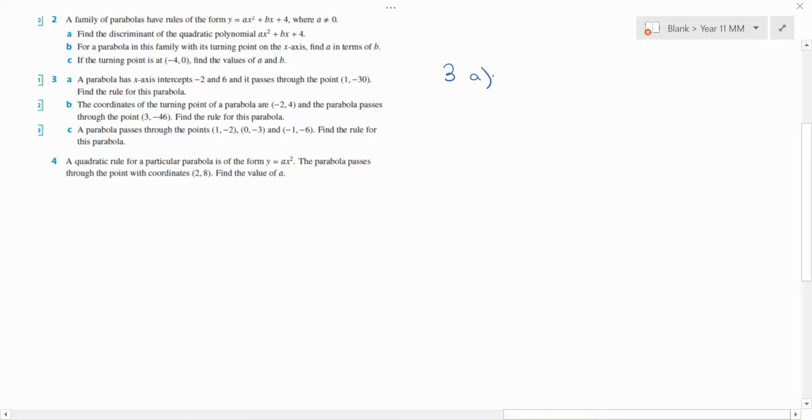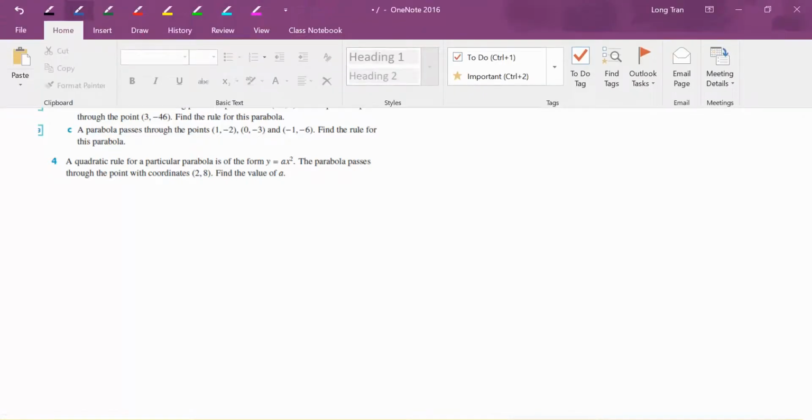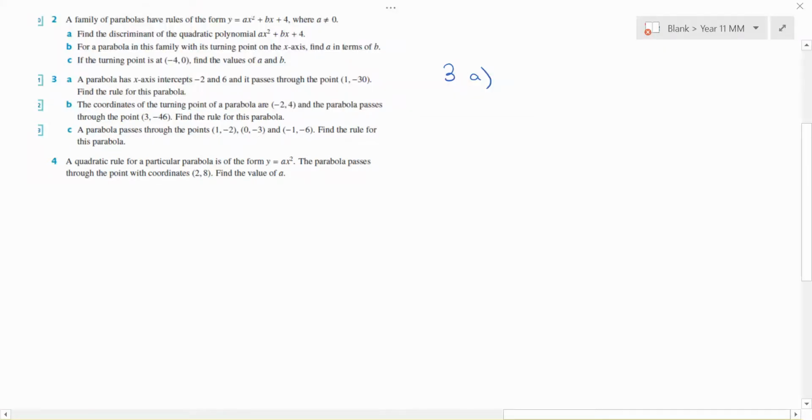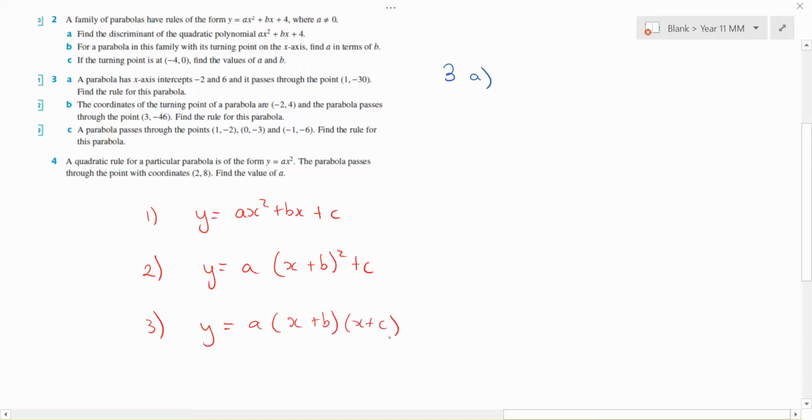Now remember, in exercise 3K, I mentioned there were 3 types of equations you should remember. There was equation 1, which is the general form, y equals ax squared plus bx plus c. There was the turning point form, which is y equals a bracket x plus b squared plus c. And then there was the x-intercept form, which is a times x plus b, x plus c. Okay.